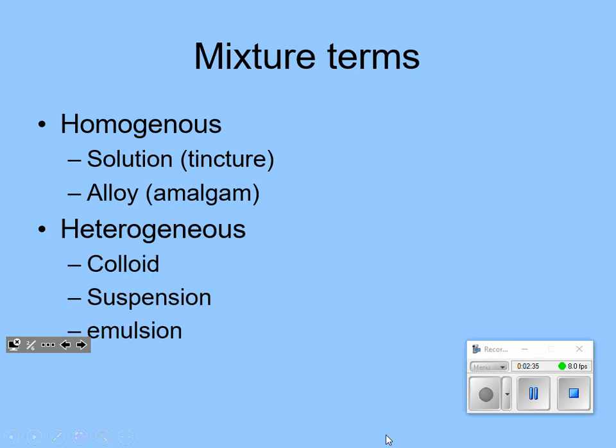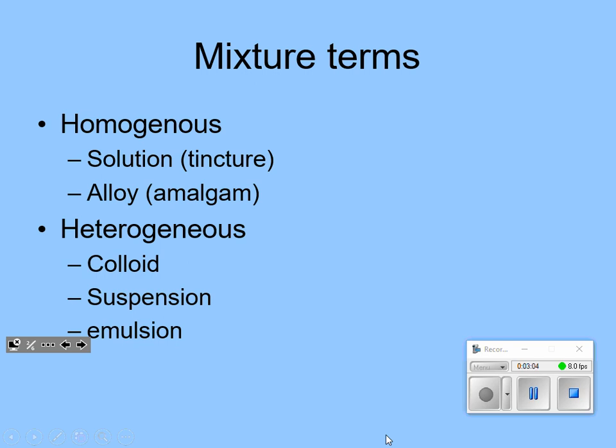Some things are not able to mix evenly. And hopefully, you will be able to identify why some things can mix and some things can't. Hopefully that's been an emphasis today. Things that aren't able to mix evenly are called heterogeneous. Again, hetero, different. I'm giving 3 examples of heterogeneous mixtures.